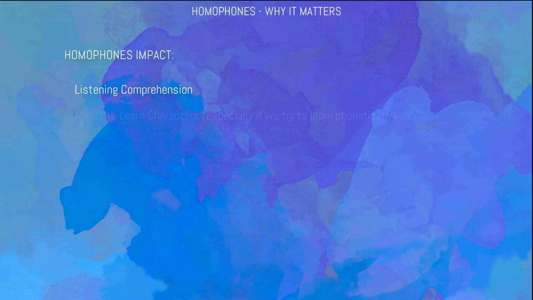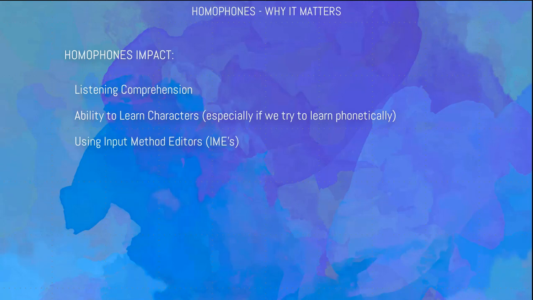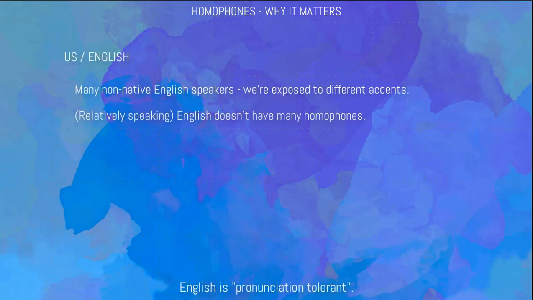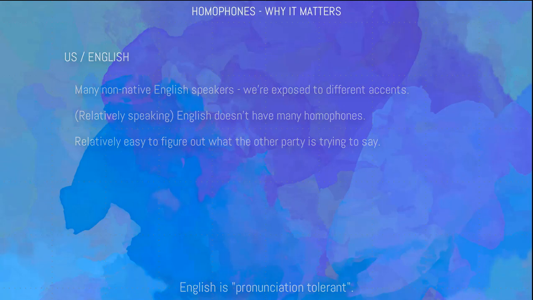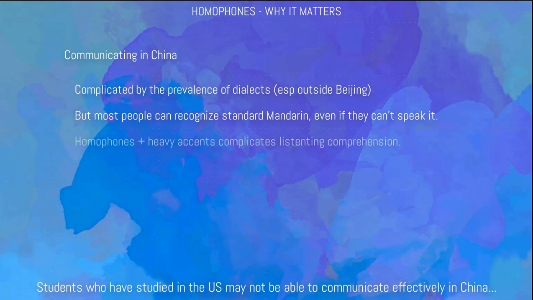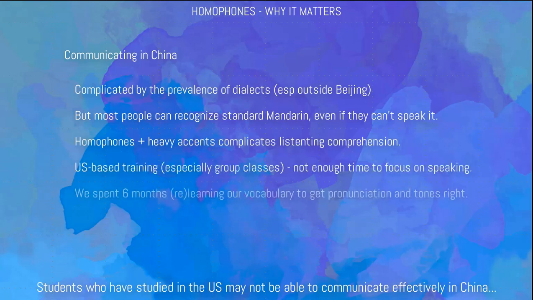Because of the prevalence of homophones, precise pronunciation is critical for listening comprehension, learning characters, and using IMEs. And for a variety of reasons, we tend to be pronunciation tolerant in the US and can understand foreigners who may not pronounce English with 100% accuracy. But if your goal includes communicating with native Chinese speakers, especially in China, you'll discover that Chinese requires precise pronunciation to communicate effectively. Students who have successfully completed courses in the US but have not mastered standard Mandarin pronunciation may not be able to communicate as well in China.